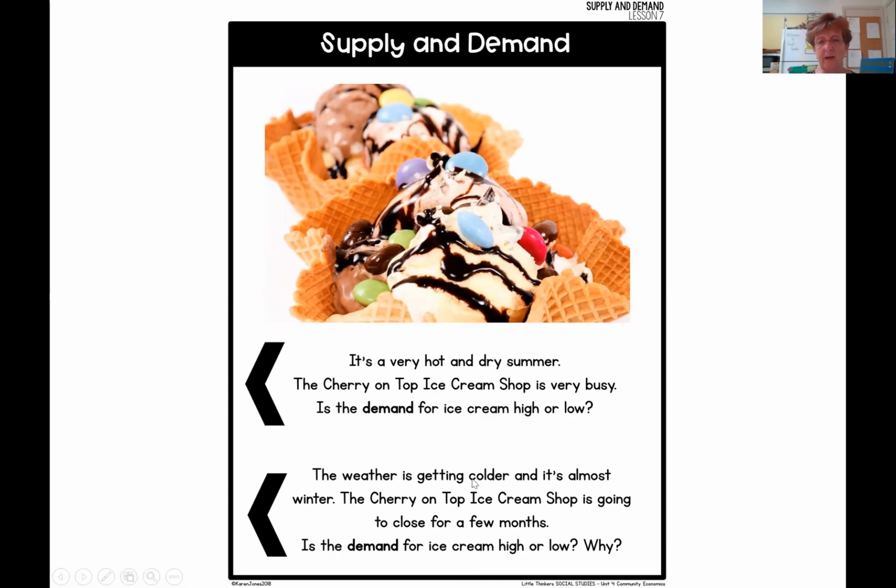The weather is getting colder and it's almost winter. The Cherry on Top ice cream shop is going to close for a few months. Is the demand for ice cream high or low? Why? You're right, it's low because it's not hot and dry out anymore. It's kind of cold. People don't want to stop at the ice cream shop as often because they're cold. They want something to keep them warm, like some hot chocolate.